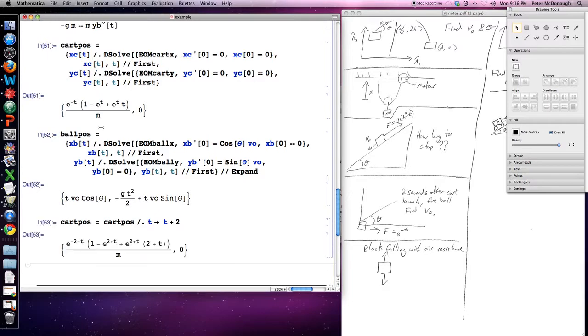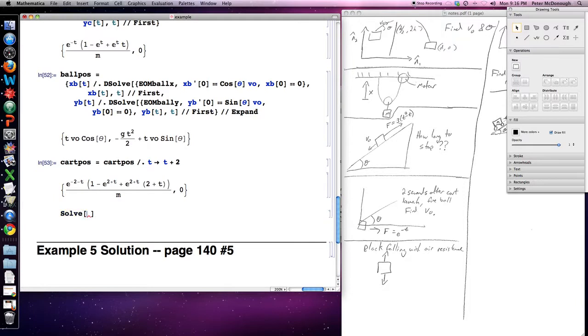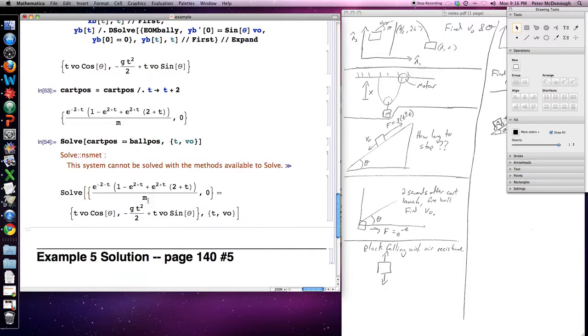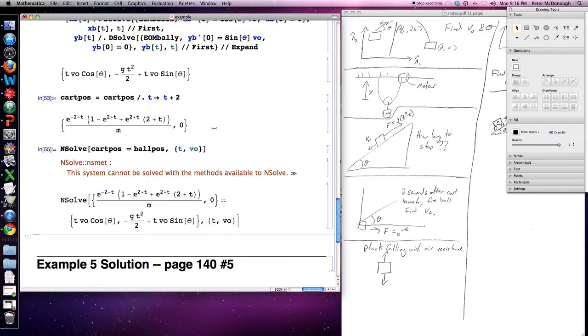All right, so we'll evaluate this. So we'll plug that in. Now we need to solve my cart position. Cart post equals ball post for t and for v naught. Cannot be solved with the methods available to solve. Alas, we'll try nsolve, see if that helps us out. Also not possible. All right, so let's see what the issue is here.